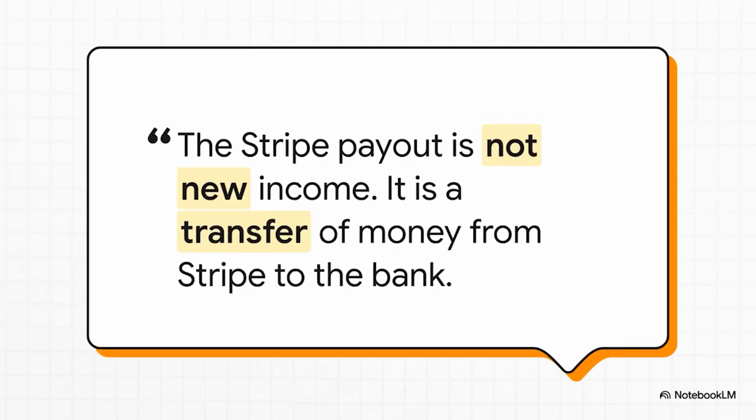So, the crucial point to remember is this. The Stripe payout is not new income. It is simply a transfer of money from Stripe to the bank. The income was already recognized when the sale occurred in the clearing account. The payout is just moving your money from one pocket to another. This is a fundamental mindset shift that will instantly elevate the accuracy of your bookkeeping.